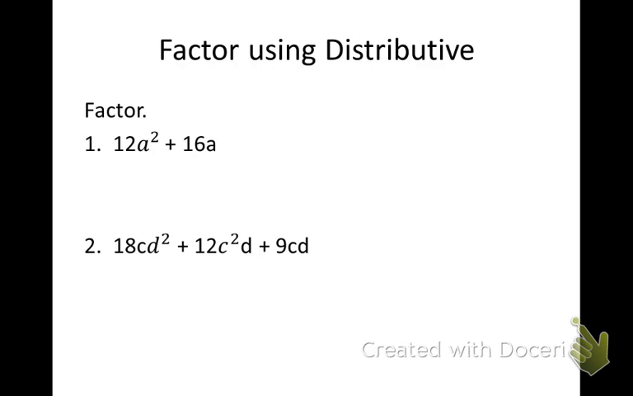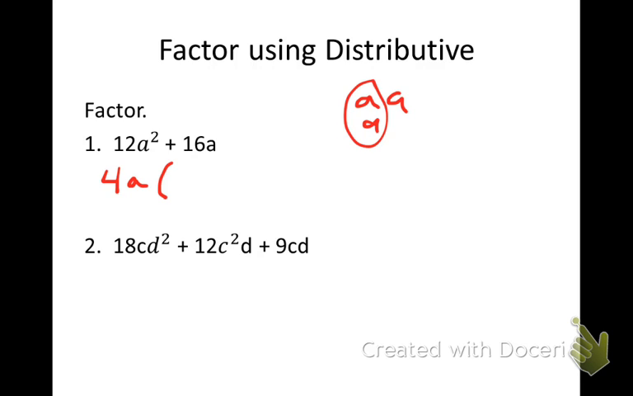So I start with my numbers. What's the biggest number that goes into 12 and 16? Well, you should come up with 4. What's the biggest factor of a squared and a? Well, again, if we write it out and circle what we have in common, we have a group of a's, so it would just be a. So that's what we're going to factor out or undistribute.